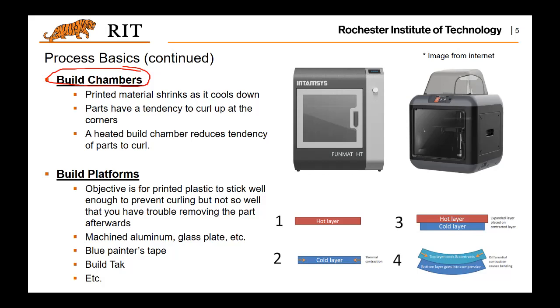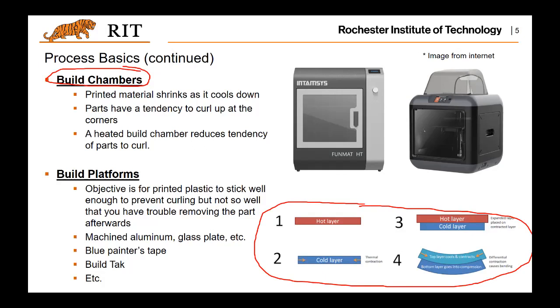there is a tendency of the part built using fused deposition modeling to curl up at the corners. And with this build chamber, it maintains a relatively high temperature throughout the whole process, and that will reduce the tendency of the part to curl. So if we look at this illustration, I will explain in more detail how the curl happens here.